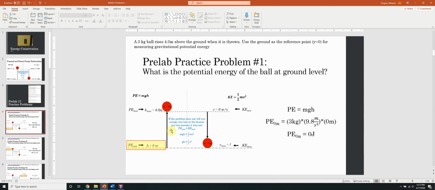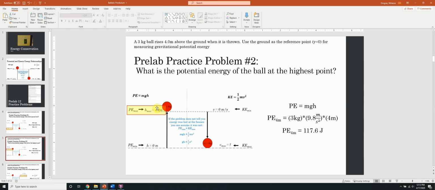All right, so moving on to pre-lab practice problem number 2. Same prompt up here. This time we want to know what is the potential energy of the ball at the highest point. So now this highlighted square is what we're looking at. We're looking at the highest point, so at H max. So once again, potential energy is equal to mass times gravity times height.